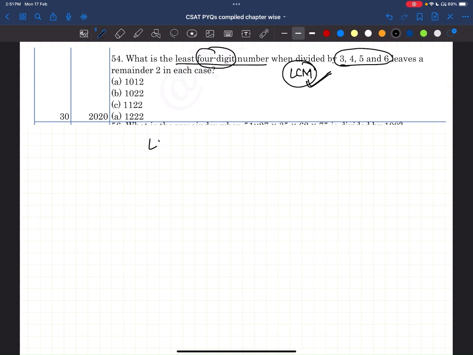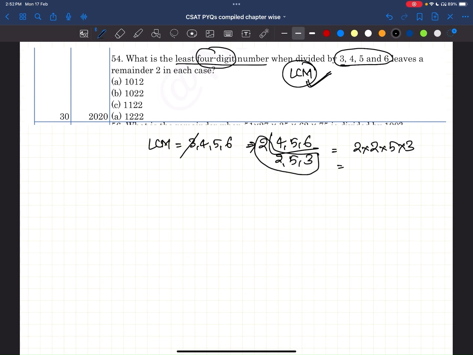Now, first thing is that we'll find the LCM of 3, 4, 5 and 6. 6 consists of 3 already, so we can cancel out 3 here. We have to find the LCM of 4, 5, 6. 2, 5, 2. What is the LCM? 60. Okay, first we'll find the number which is a multiple of 60 and which is the least 4-digit number, right?